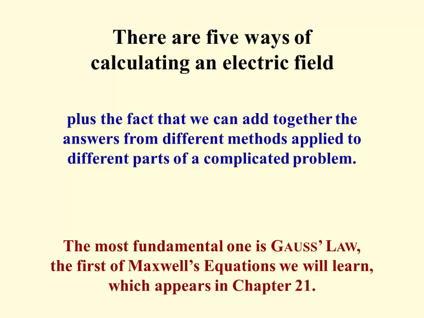There are 5 different ways of calculating an electric field. I mention this only because I want you to have an idea that the many different ways we found forces in Physics 1 are replaced with the many different ways of finding fields in Physics 2. However, as important as some of these methods are, the most important method is that we can combine solutions from one method with solutions from another method by adding the vector fields that come from each part of a problem. You might use one method for one part and a different method for another part. The most fundamental of these methods is called Gauss's law, which is the first of Maxwell's equations, but we don't get to that until the second chapter that we're going to cover in the course.